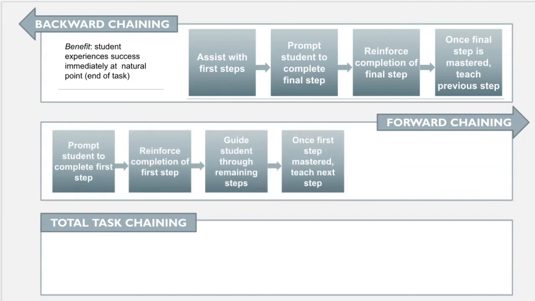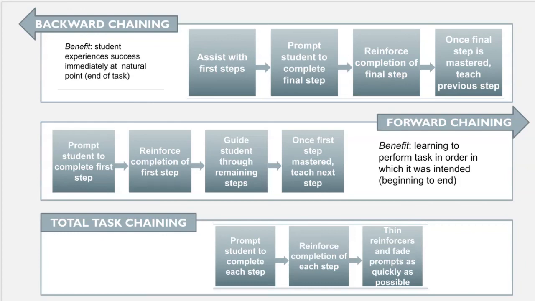Forward chaining begins by teaching the first step of the chain and then systematically introducing each subsequent step. It is beneficial because each step of the task is targeted in the order it was intended and is good for learners who have difficulty getting started on a chain. During forward and backward chaining, you complete the steps of the chain that are not being targeted until they are ready to be introduced. Total task chaining is different than forward and backward chaining because all of the steps of the chain are targeted simultaneously. This is best used for chains that are very long in length or ones that are partially mastered.